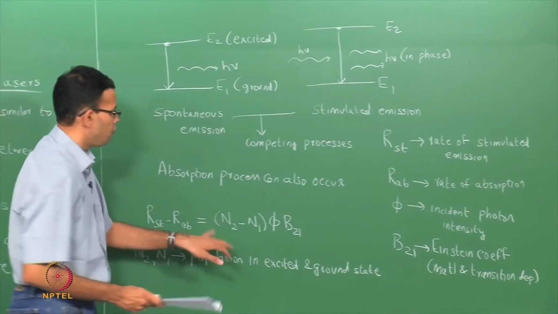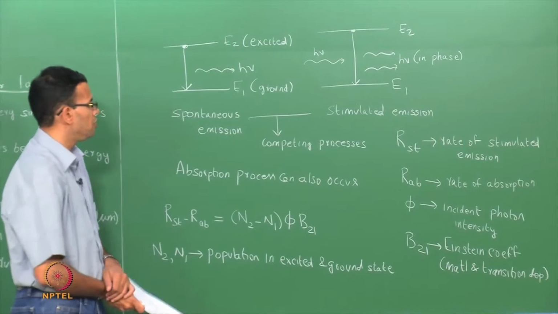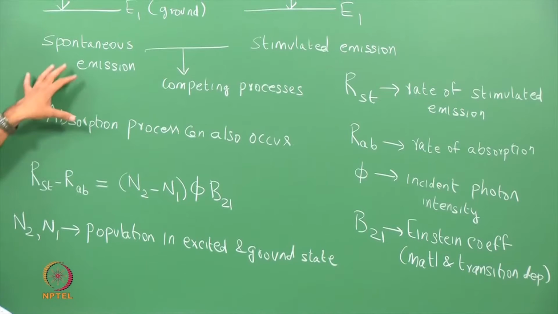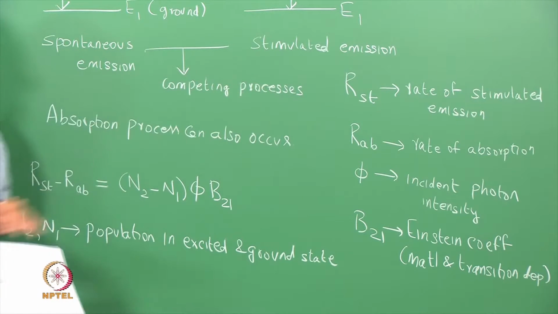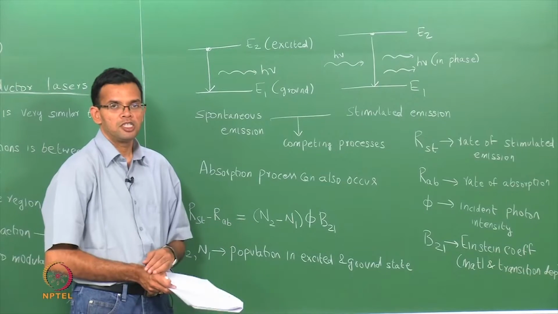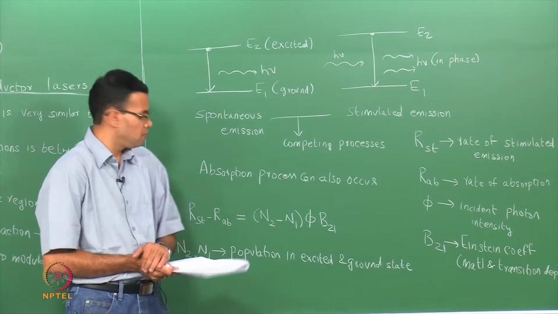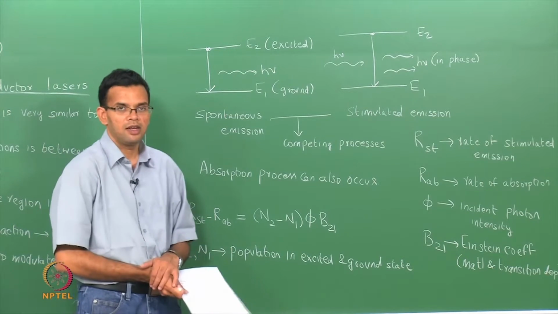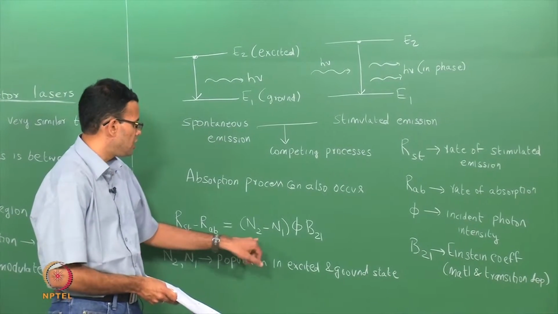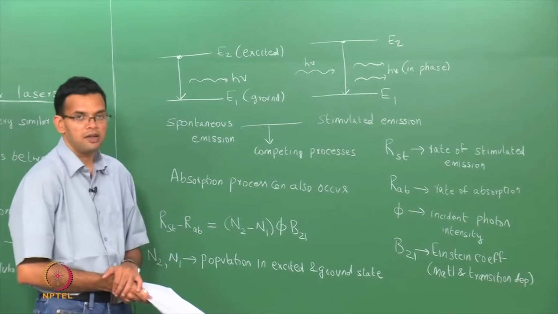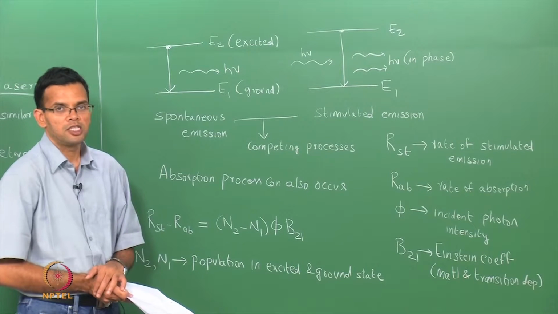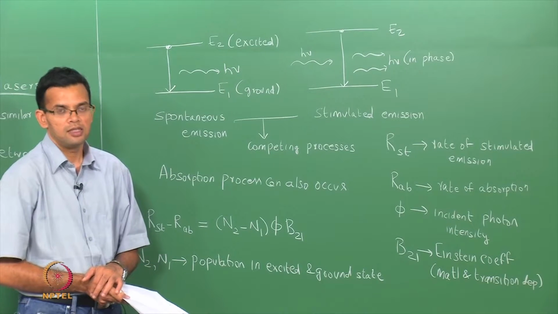In this particular formula, we have ignored the fact that spontaneous emission occurs. We make sure that the spontaneous emission rate is much smaller than the stimulated emission. So, the only competition is between emission and absorption. In order for R_ST to be greater than R_AB, we essentially want N2 to be greater than N1, which is the reason why you want population inversion in the case of a laser.